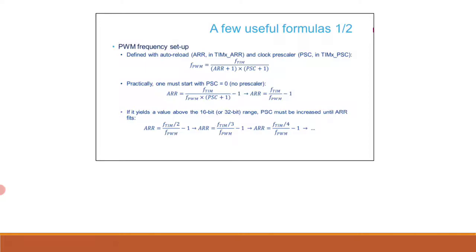Practically, finding both register values is an iterative process where one must start from PSC equal to 0, that is, no clock division. This guarantees the PWM will have the finest possible resolution. In this case, the ARR value is simply the ratio between the timer clock frequency and the PWM frequency, the whole minus 1.